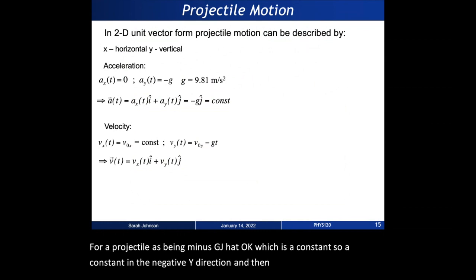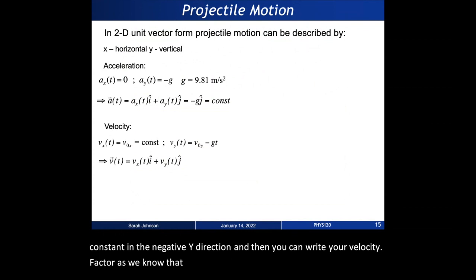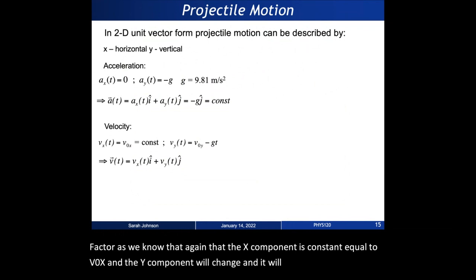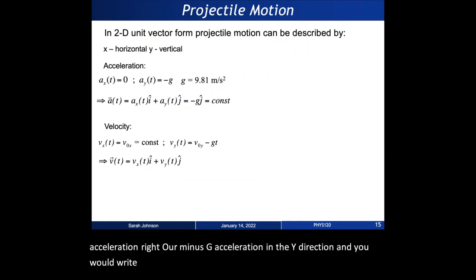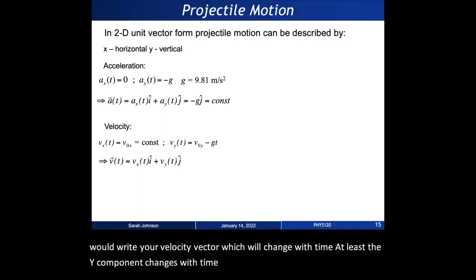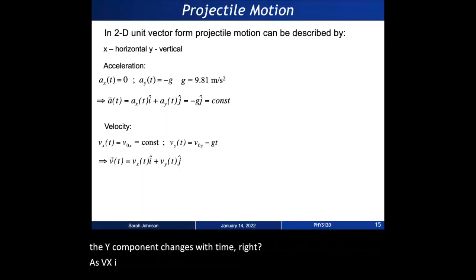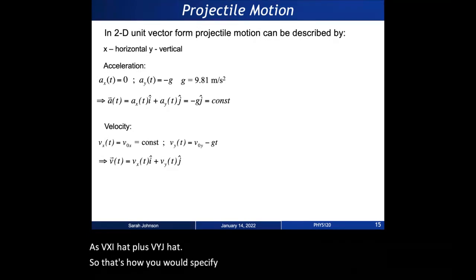And then you could write your velocity vector. We know that the x component is constant, equal to v0x, and the y component will change according to our acceleration, right? Our minus g acceleration in the y direction. And you would write your velocity vector, which will change with time, at least the y component changes with time, as vx i hat plus vy j hat. So that's how you would specify those quantities in unit vector notation.